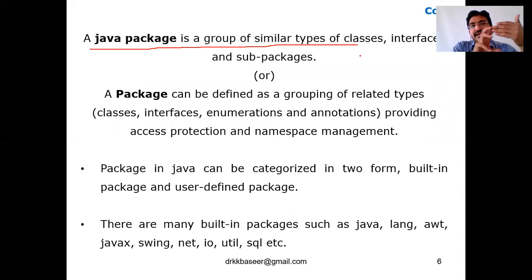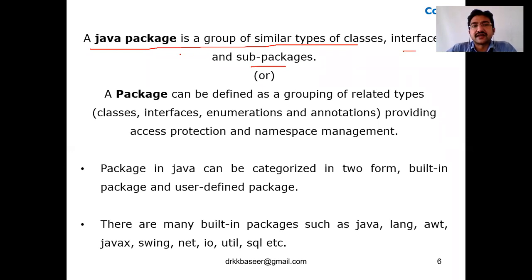All things related to mathematics will be in one package, all related to the GUI in one package, all IO related in one package. Similar types of tasks and similar functionality are stored in a particular package. So a set of similar classes, interfaces, and sub packages are stored in a package, or a Java package.